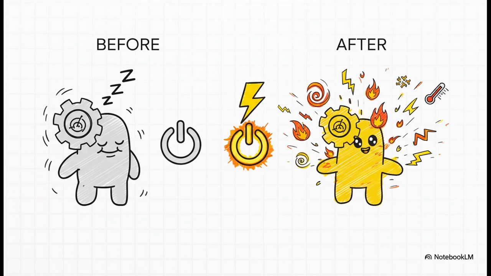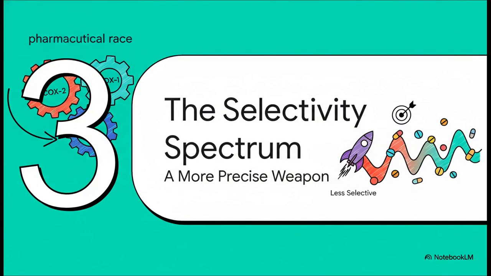Now, the COX-2 factory, that's a whole different story. It's usually quiet, sitting dark. But when you get injured, inflammatory signals flip the on switch, and this factory starts churning out all the prostaglandins that cause pain, fever, and swelling. This is our target. This is the factory we want to shut down. So once researchers figured this out, it kicked off this huge race to create a smarter, more precise weapon, a drug that could surgically strike the bad COX-2 factory while leaving the good COX-1 factory completely alone.